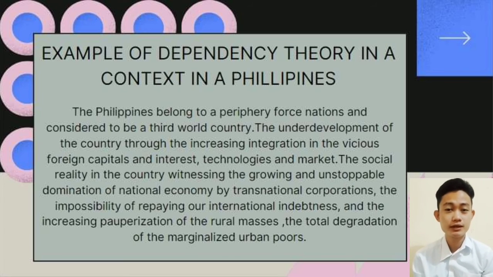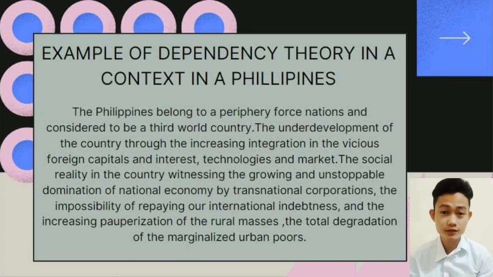The Philippine reality is experiencing a raging domination of its economic development by transnational corporations, and the impossibility of slowly repaying the indebtedness of the country, and the increasing pauperization of the rural masses, resulting in poverty and unemployment, and the total degradation of the marginalized poor.